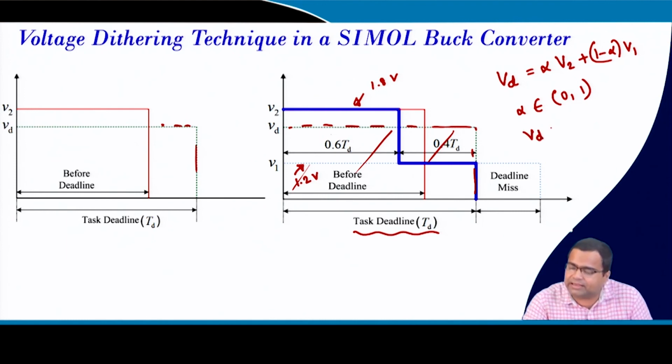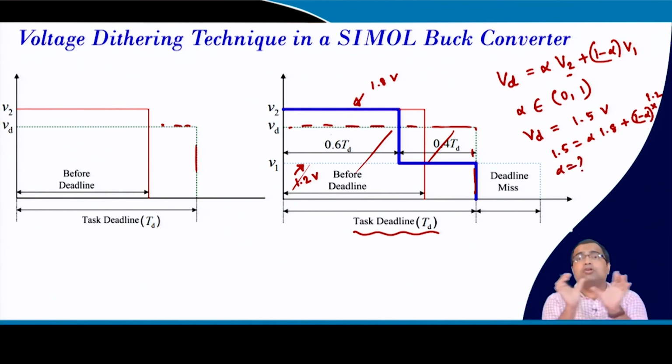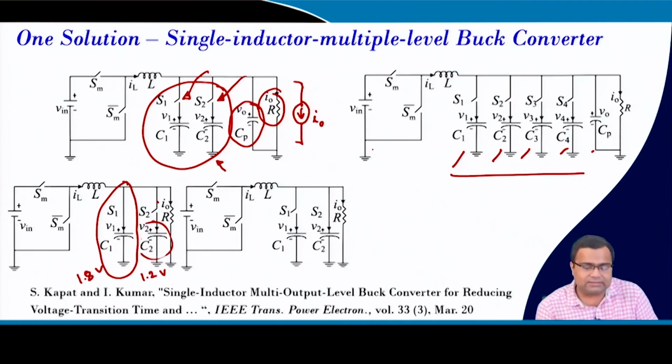Suppose my VD requirement is, let us say, I need something like 1.5 volt, and my V2 is 1.8. So if I put it here, 1.5 is equal to alpha into 1.8 plus 1 minus alpha into 1.2. If you solve it, then you can find out alpha. So how long can you run? That means here only two capacitors that we have discussed are enough, but we need to change from 1.8 to 1.2 for alpha into t time, which we call the duty ratio, but we are not saying duty ratio because it is not operating at the switching frequency.